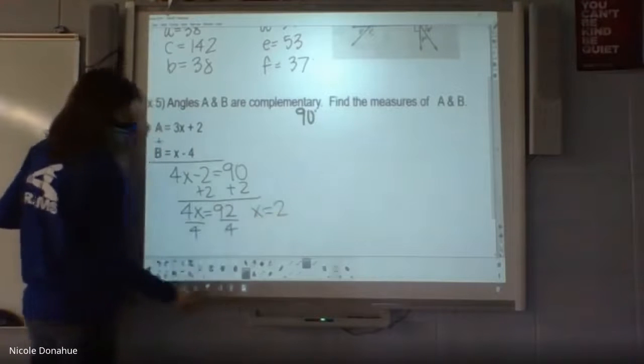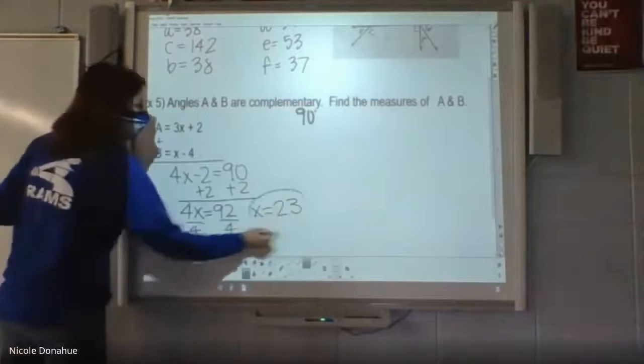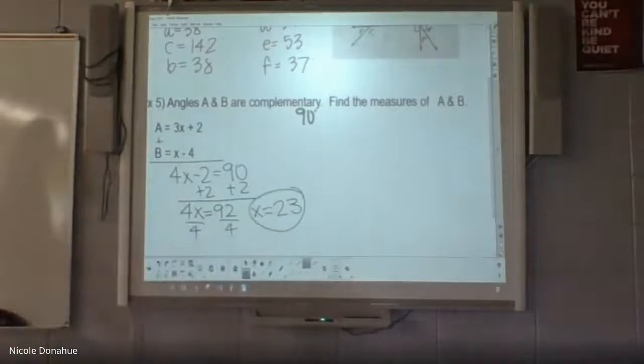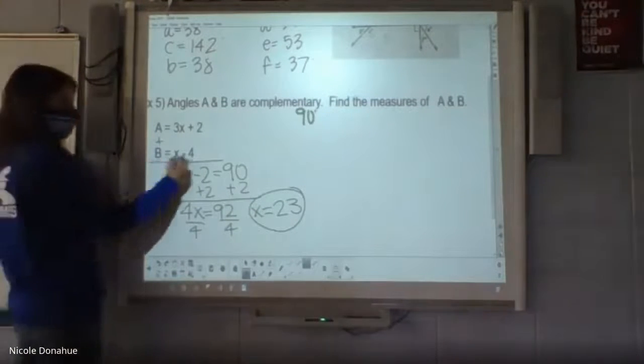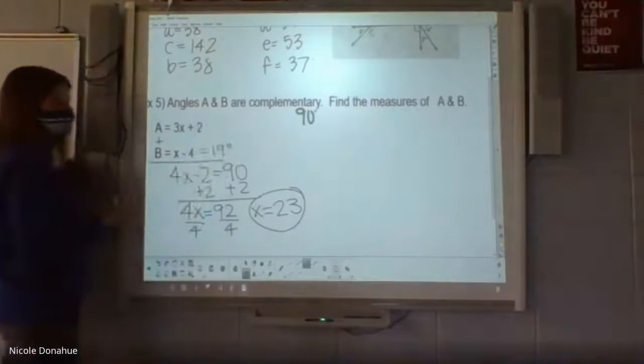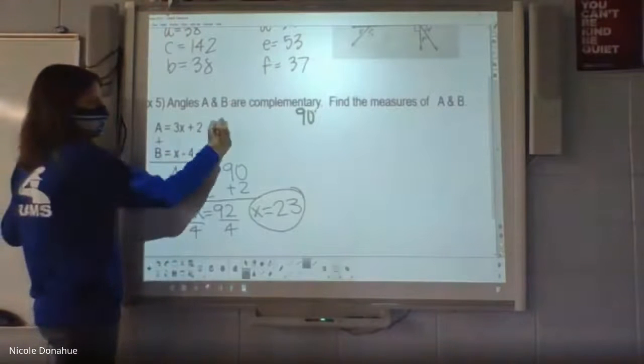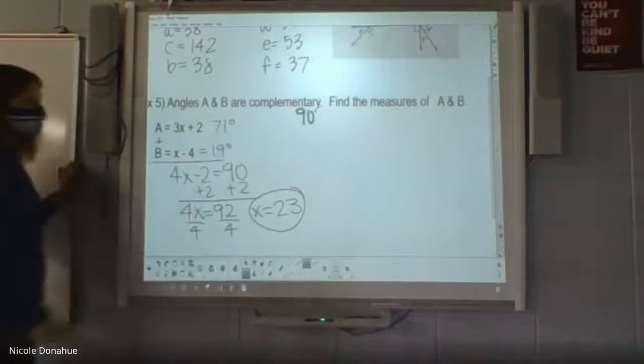Ends up being 23, is that right? Okay. So x is 23. They want the measures of A and B. I put that back in. 23 minus 4 is 19. And then that leaves the leftovers for angle A, which would be 71. Does that sound right?